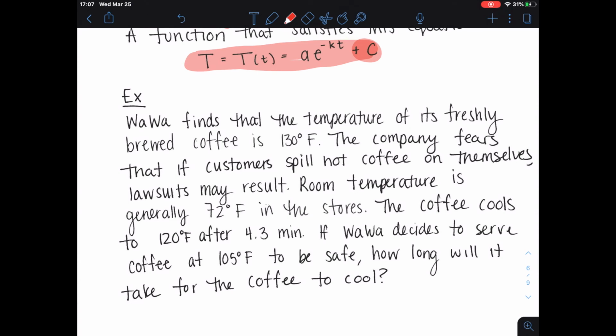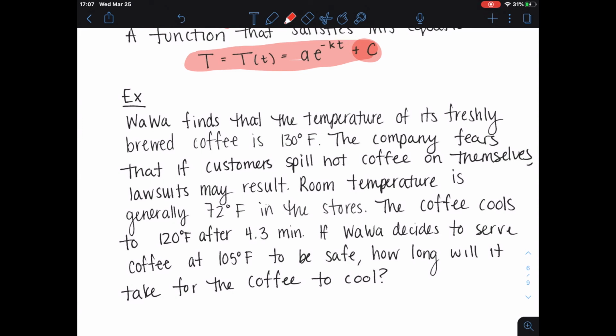So room temperature is generally 72 degrees Fahrenheit in their stores. The coffee cools from 130 degrees Fahrenheit to 120 degrees Fahrenheit after 4.3 minutes. So if Wawa decides to serve coffee at 105 degrees Fahrenheit to be safe, we want to see how long it will take the coffee to cool.